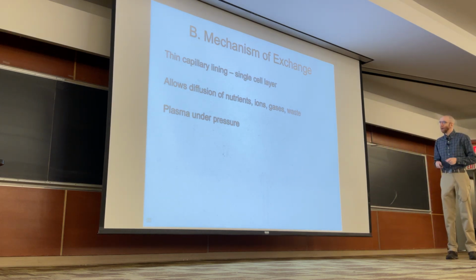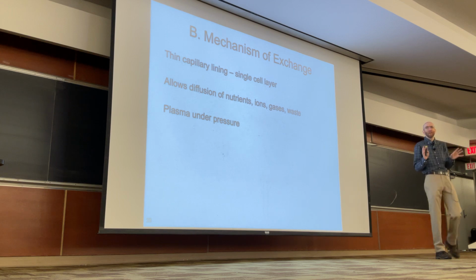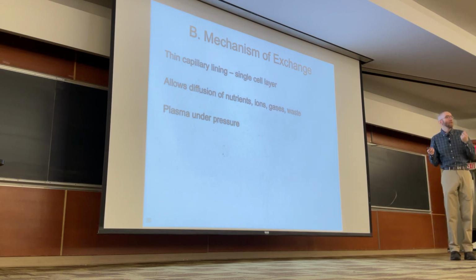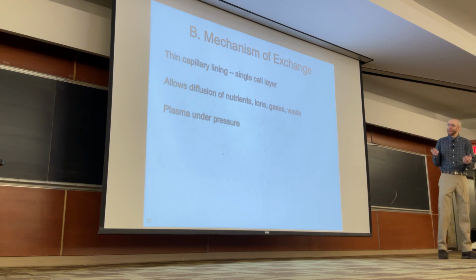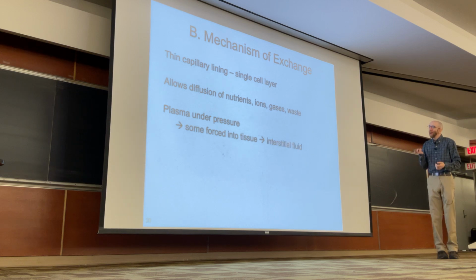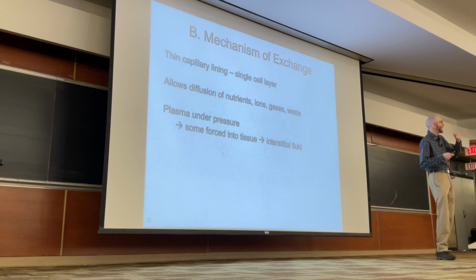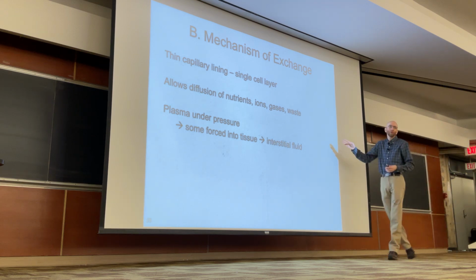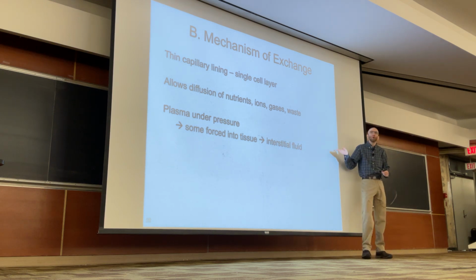Now the liquid of the blood, which we're going to talk about next time, blood versus plasma versus serum, we're going to talk about all that stuff next time. But the plasma, the liquid of the blood, is under pressure, right? You can measure this. This is blood pressure. That liquid is under pressure. Some of it actually gets forced out of the capillaries into the surrounding tissues. That's where your interstitial fluid comes from. It's not a spontaneous thing. It actually comes from your blood.